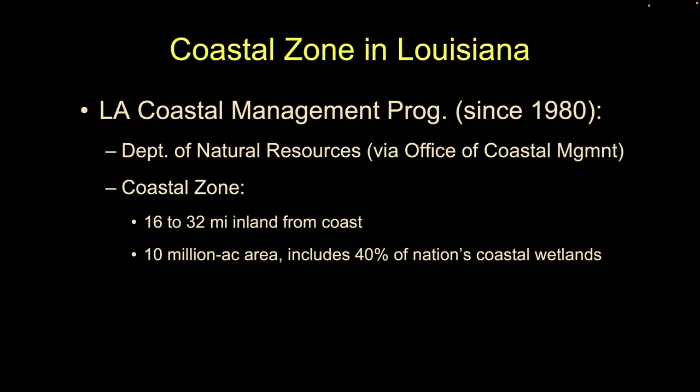Other places use different definitions. For example, in Louisiana, theirs is defined currently under a standard crafted in 1980 under the Louisiana Coastal Management Program. In this case, it's managed by a state agency called the Department of Natural Resources. And the terrestrial side of their coastal zone extends anywhere from 16 miles inland to 32 miles inland, and is a huge chunk of area. Of our wetlands that occur at the coast, 40% of the continental U.S. wetlands are in Louisiana. So this is not like our coastline.